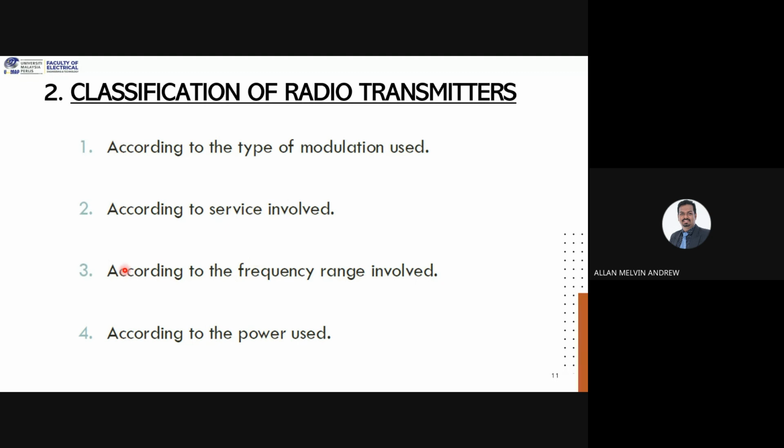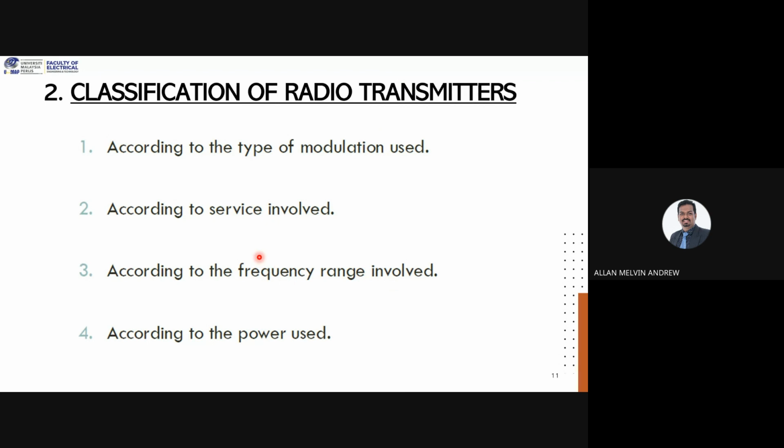Okay, the third one, according to the frequency range involved. So what is the frequency range? Because we know amplitude modulation will have a different frequency. Later we will see some slides on that. So we need to decide which frequency range we want to use, and we need to select the radio transmitter according to that.